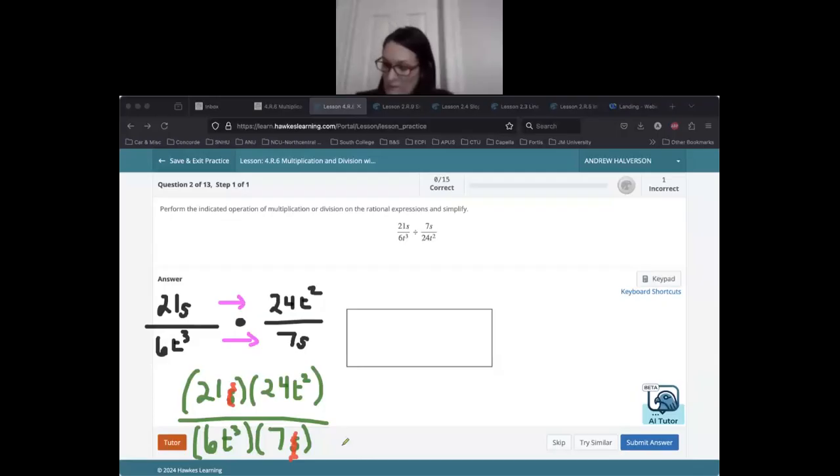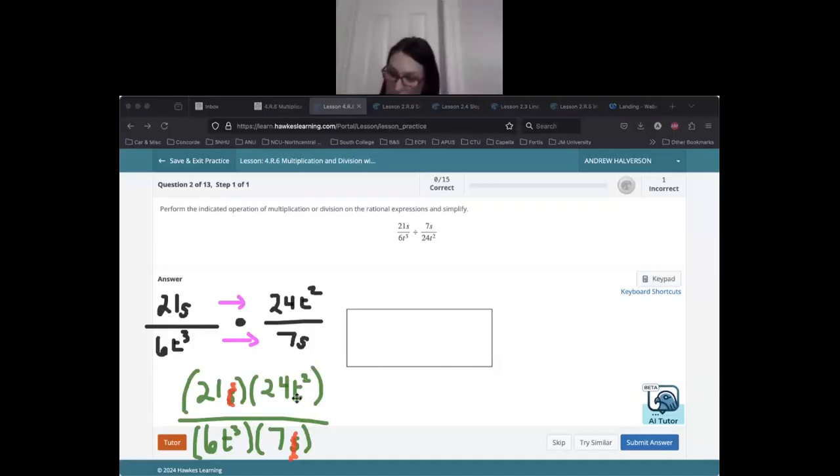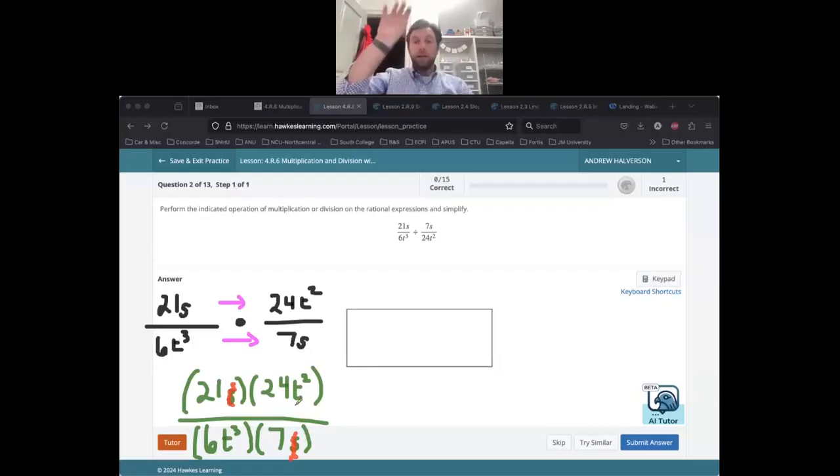Can we cancel one of the t's? Not just one. How many t's do I have in the top? 2, t squared means 2 t's, right. How many t's do I have in the bottom? 3. So we could get rid of 2 of them. Yes, 2 of them.